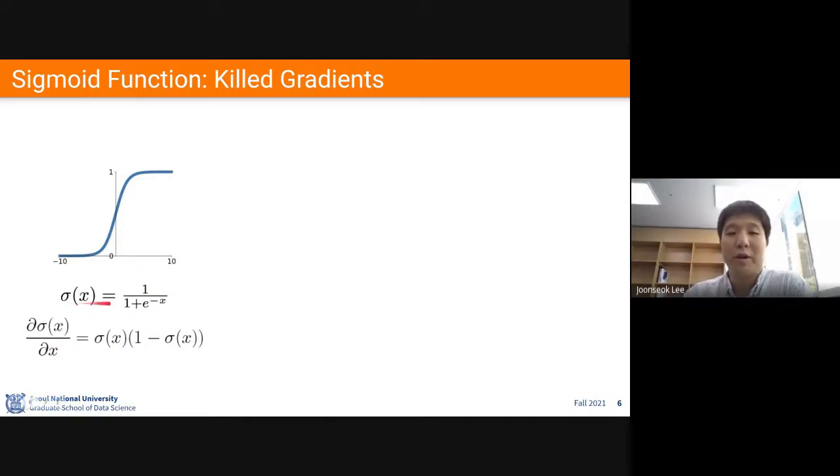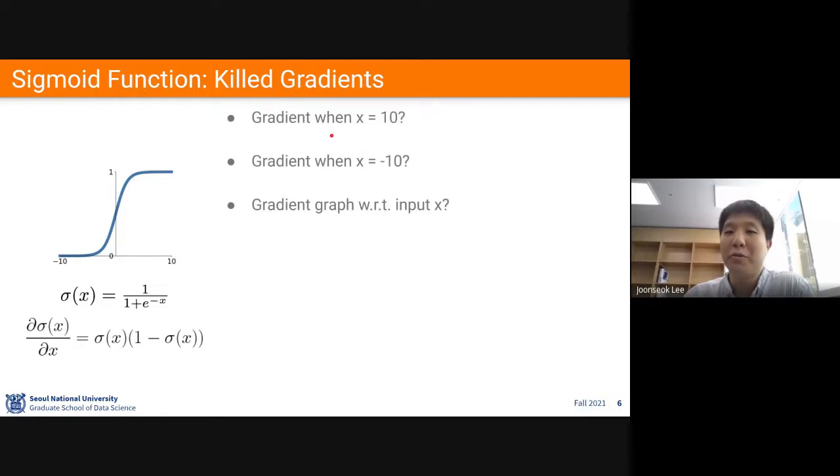The sigmoid function looks like this, and you may remember that when you take the gradient of this function with regard to its input, it's given like that. You have to practice this by actually taking the gradients yourself, but this is the result of taking the gradients here. So let's see: what is the gradient when x is 10? 10 is some large number here. So suppose 10 is here. What is the gradient when x is 10?